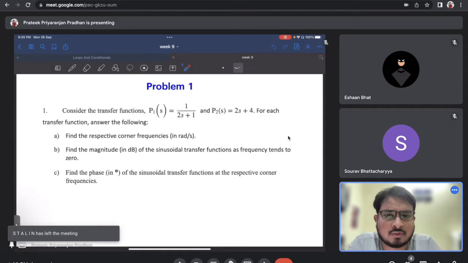So what are the questions? The question says find the respective corner frequencies, find the magnitude to the sinusoidal input, and the phase. So first, let's recap what a corner frequency is. In a normal Bode plot, what is the x-axis unit and what is the y-axis unit?